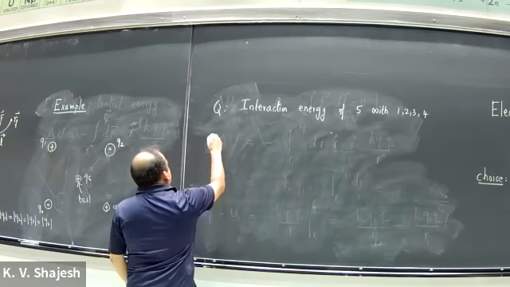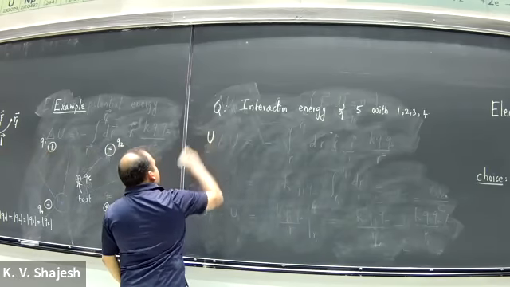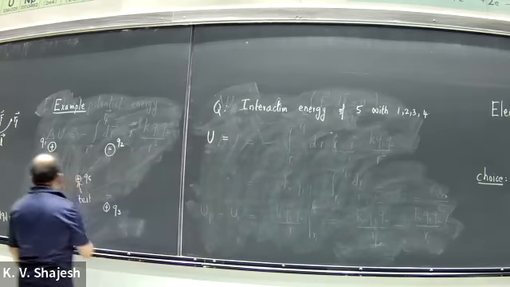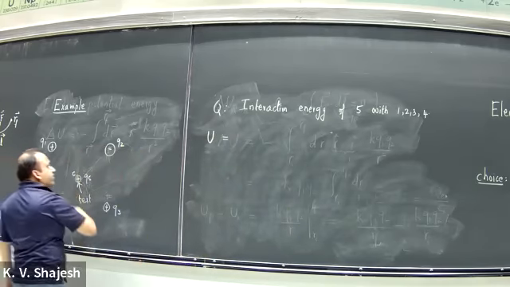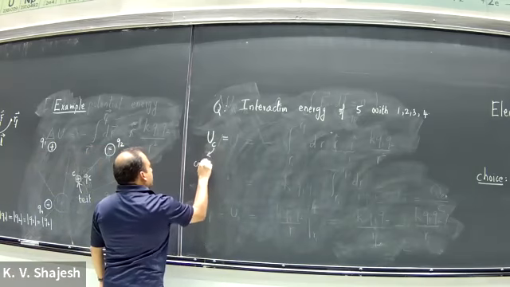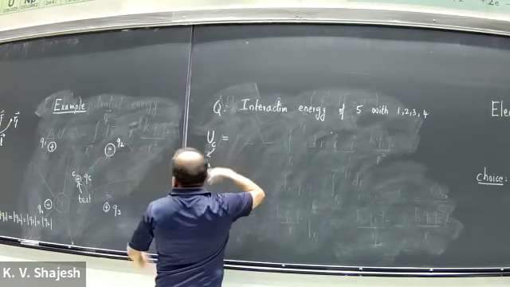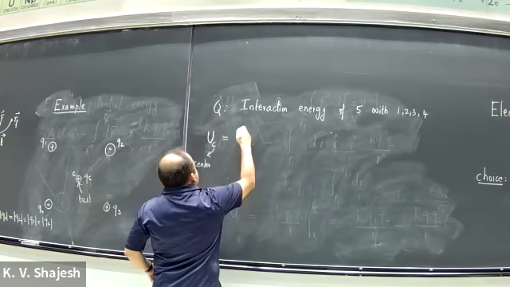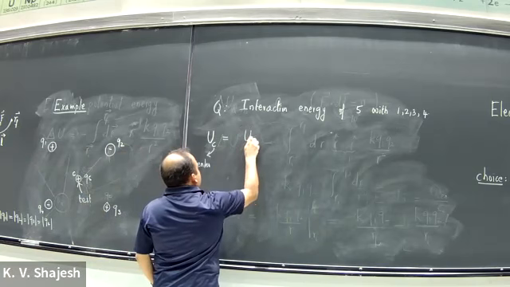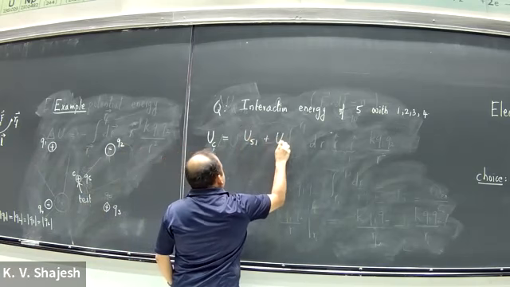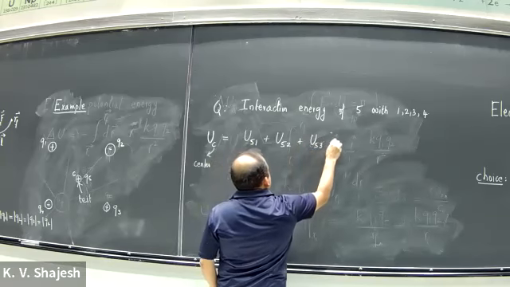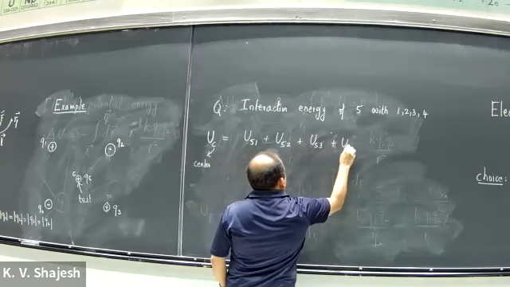So in that sense, U is equal to, when it is at the center, so let's say this is C, where C stands for the center of the square, is equal to, it can interact with each one of them. So it will be U51 plus U52 plus U53 plus U54.